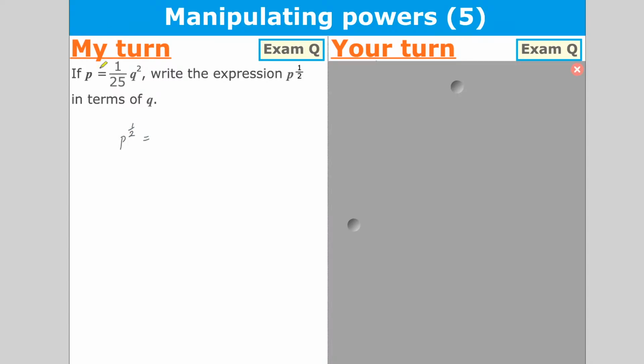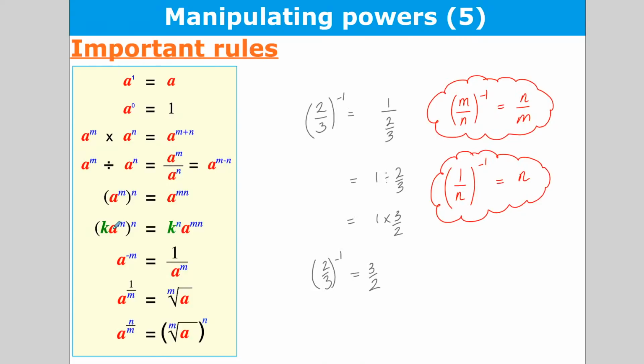Now, we are told in the question that p is equal to 1 over 25q squared. So instead of p, we're going to write 1 over 25q squared, and that's to the half. So I've done nothing but use the question so far, all right? And remember from this rule, when we've got a number multiplied in our power to the power rule, we have to take that number out to the power.